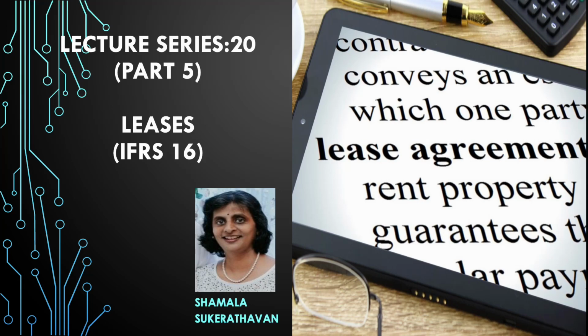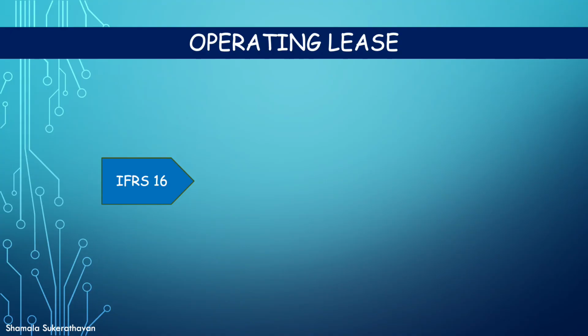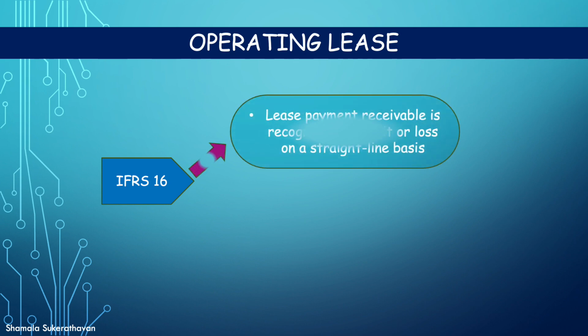Hello there! The final part of Lecture Series 20 focuses on operating lease, presentation and disclosures in the financial statements of lessor, as well as sale and leaseback, as set out in IFRS 16 Leases. IFRS 16 stipulates the lease payment receivable from an operating lease shall be recognized as an income in the profit or loss on a straight-line basis.